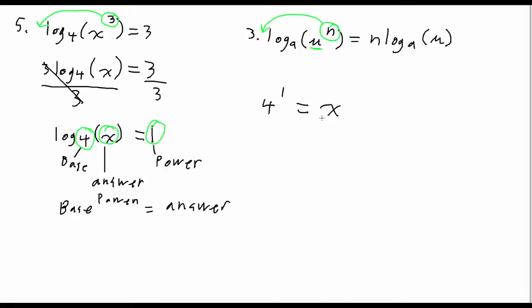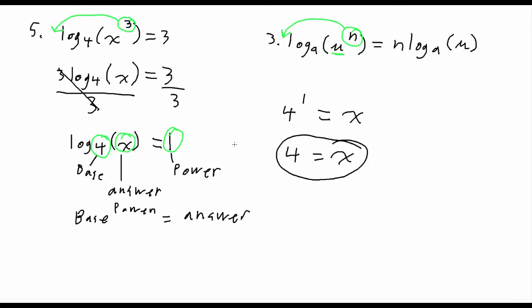What's 4 to the 1 power? Well, anything to the 1 power is just itself. So 4 to the 1 power is 4, which means that x equals 4. And that is our answer to question number 5.